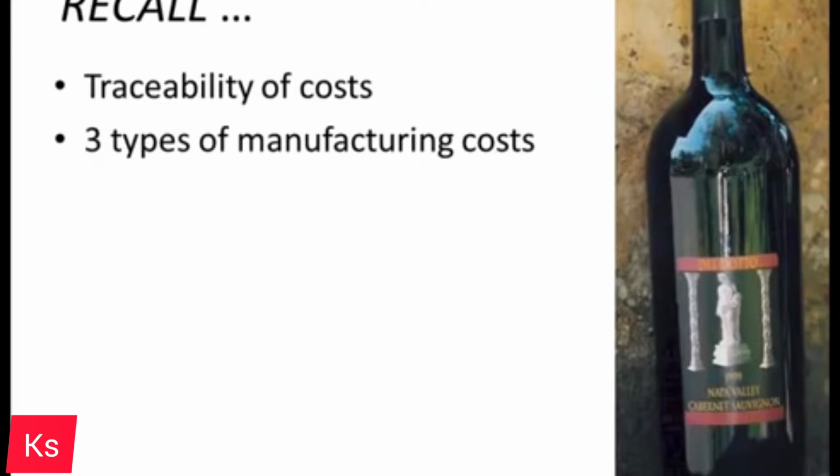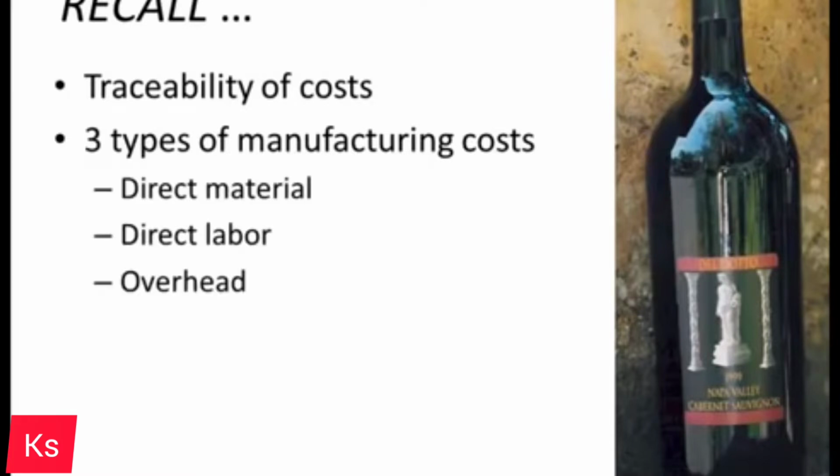Remember, in the first day of class, we talked about different ways to classify costs. One way we talked about was the traceability of the cost to a cost object. Traceability means that some costs are easily and conveniently traced to a given cost object. In this case, we're going to be talking about a product. Other costs are not easily and conveniently traced. We call those indirect costs.